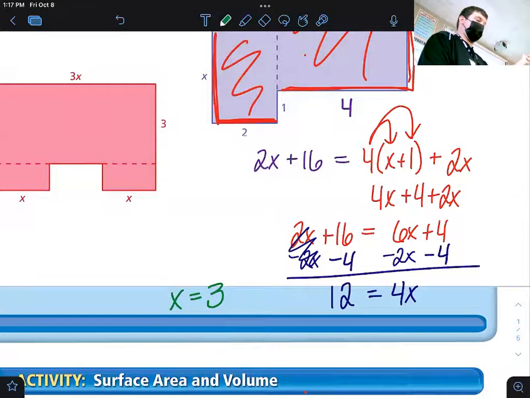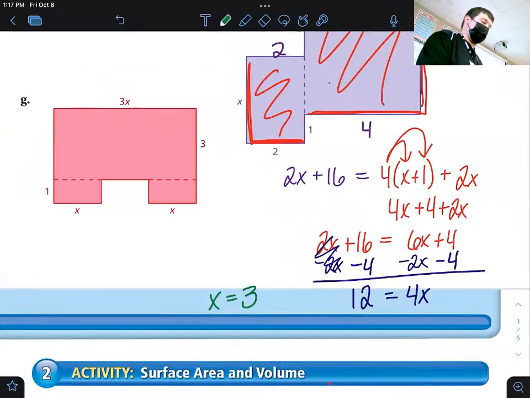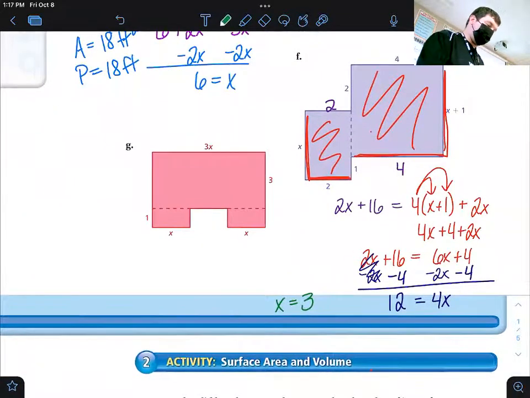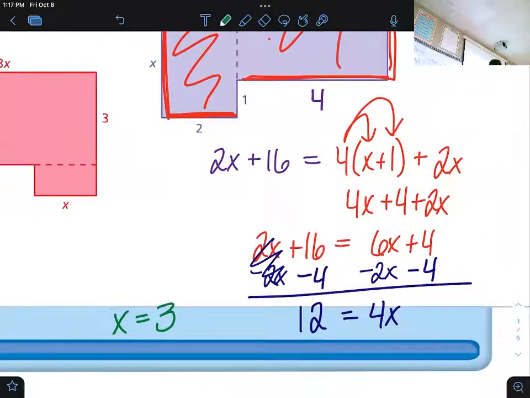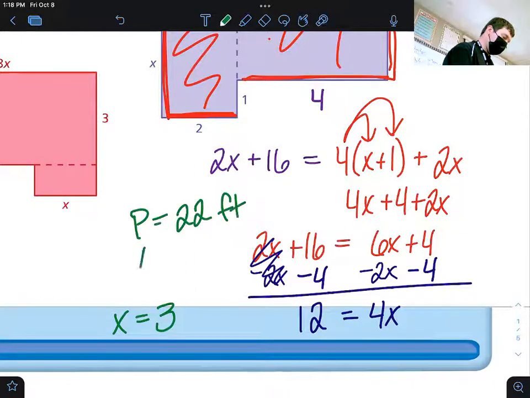I solved my equation. Now I need to find out what the perimeter and what the area, for example F, are. Would it be easier to plug into the left side of the equation or the right side of the equation? This shouldn't take you too long to think about. Which one looks like it'd be more work, Lizzie? The right side. So let's do the left side. Okay. So if I plug in 3, Lizzie, what's 2 times 3? And 6 plus 16. Perfect. So the perimeter is going to be 22 feet. And the area is going to be 22 square feet.